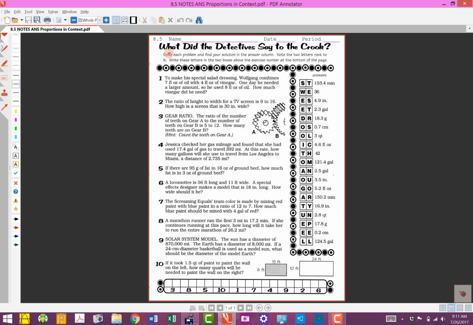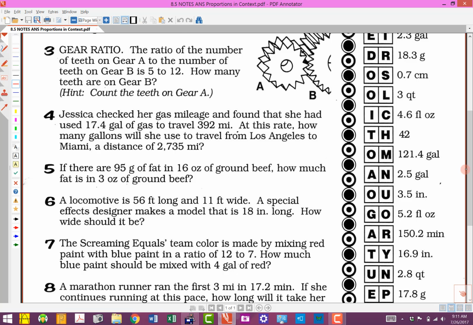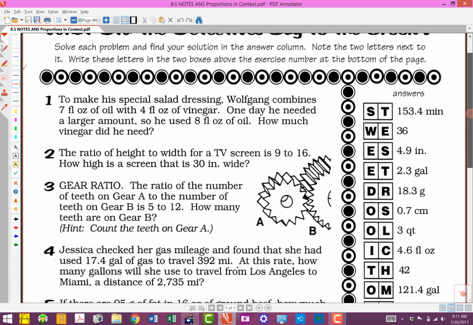And the name of this assignment is What Did the Detective Say to the Crook? So when we unscramble these letters and get them in the right order, it's going to have an answer to that question. So what did the detective say to the crook? Now as you go through and solve these, let's actually go through and do one of these. Let's take a look at number 1.